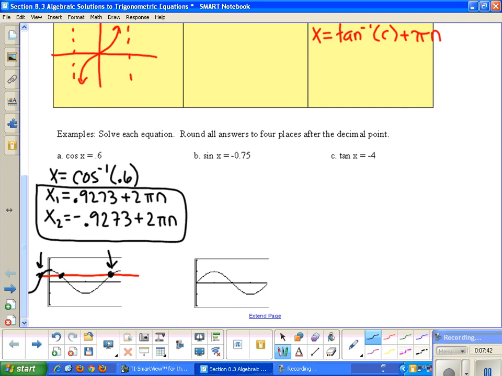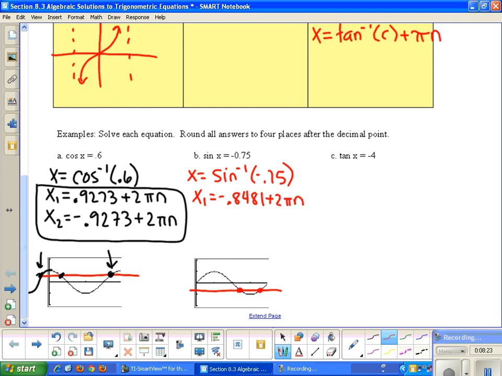Now for sine, if I have the sine of x is equal to negative 0.75 and I want to find the solutions, negative 0.75 would be somewhere down here. So notice that it would hit here and here on my graph. So I have, again, 2 answers, and I know that because it's in between negative 1 and 1. So my values are going to be x is equal to the sine inverse of negative 0.75. And when I do this in my calculator, I get my first solution, x1, is equal to negative 0.8481 plus 2 pi n.